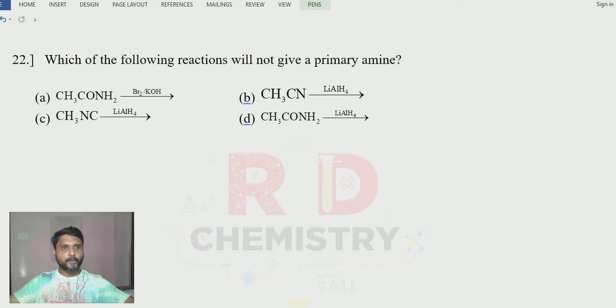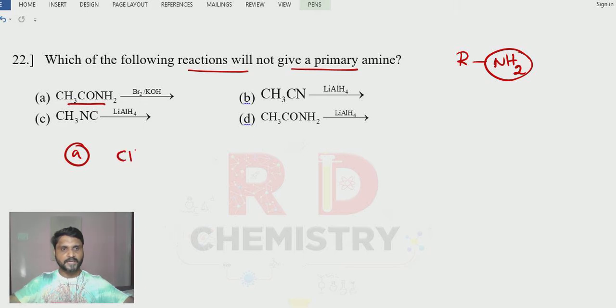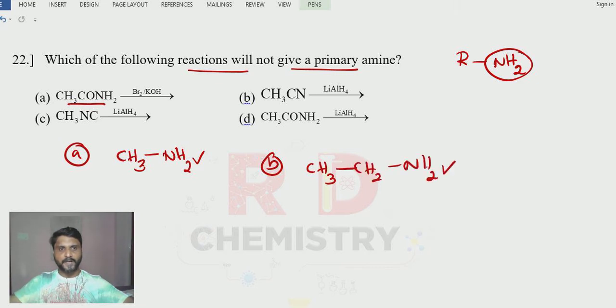Next question. Which of the following reactions will not give primary amine? Primary amine is RNH2 formula. Now first option, this is the amide treated with Br2 KOH, Hofmann bromamide degradation. So we'll get CH3, CO is lost, and NH2, which is the primary amine. Option number B. Methyl cyanide becomes CH3CH2-NH2. This is also primary amine.